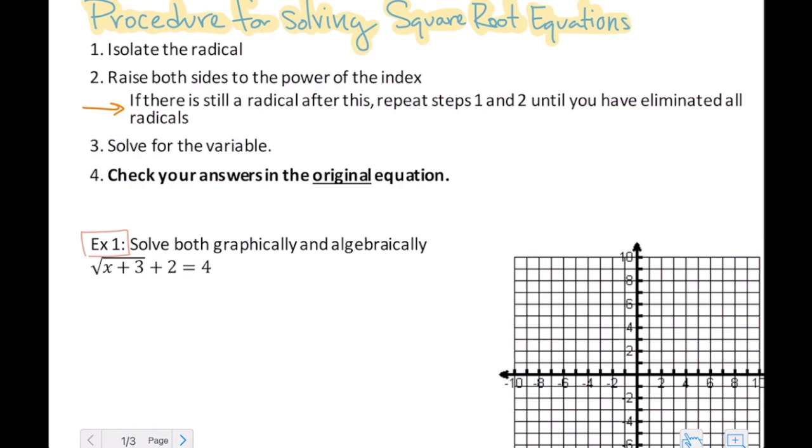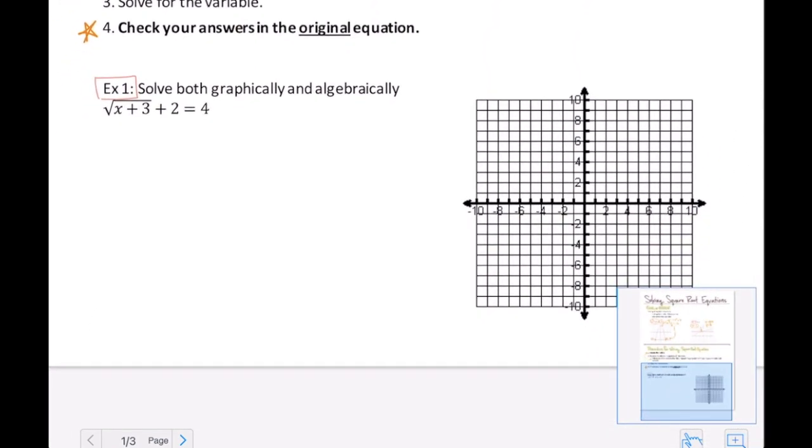Now, if you have more than one radical, and let's say the first time you solve, you end up again with a radical, then you're going to go back to the beginning and repeat the process until you've gotten rid of all of your radicals. The final thing, which is really, really important, is to check your answers in the original equation, because sometimes you're going to have answers that don't work when you plug back in. So that's a super important step.